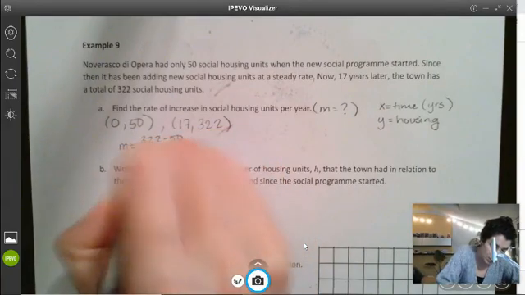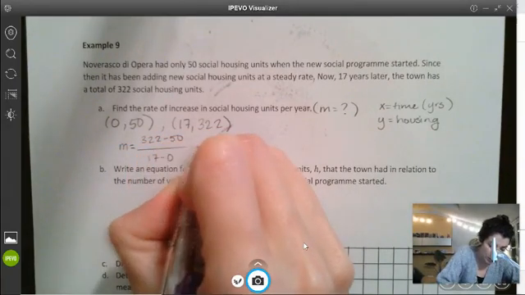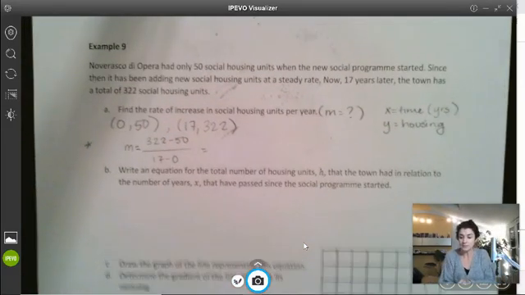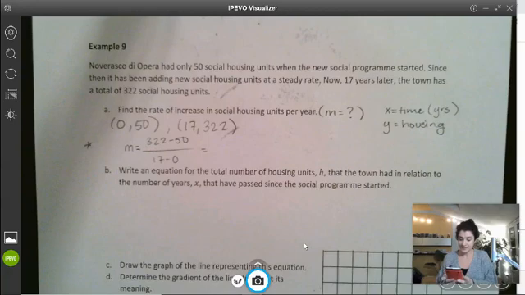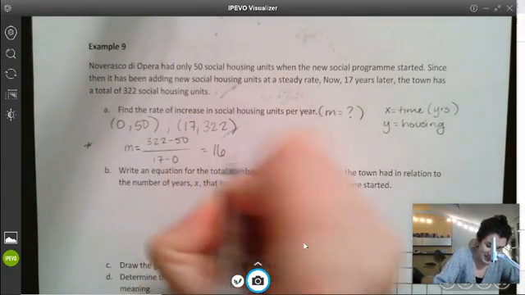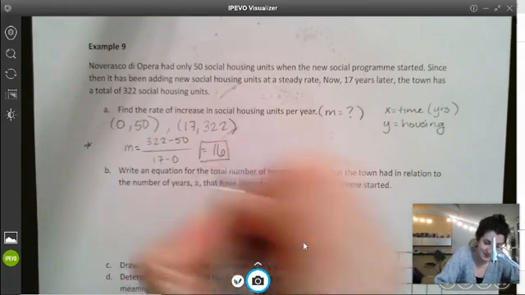322 minus 50 over 17 minus 0. Go ahead and tell me what that simplified fraction is. It's not a fraction, surprise to me. It is 16, and that's it.